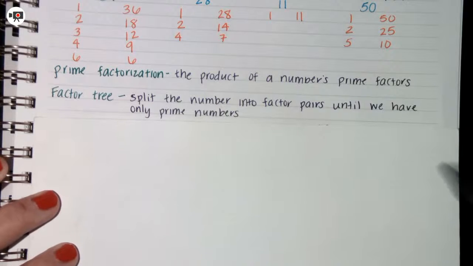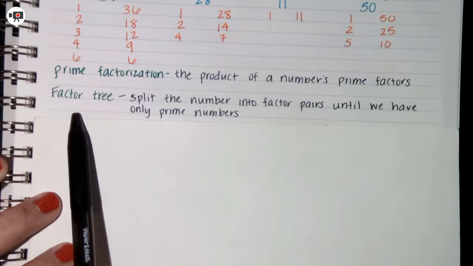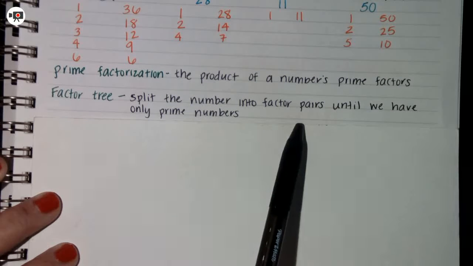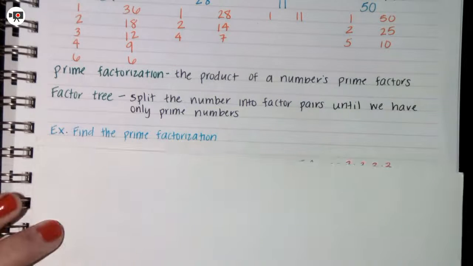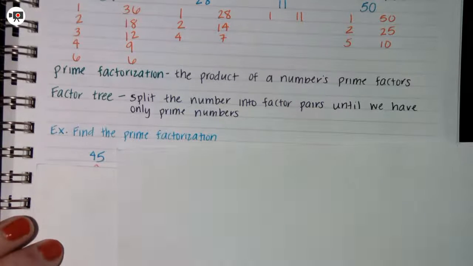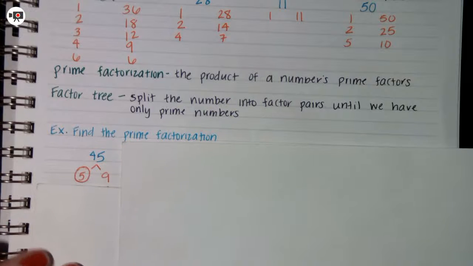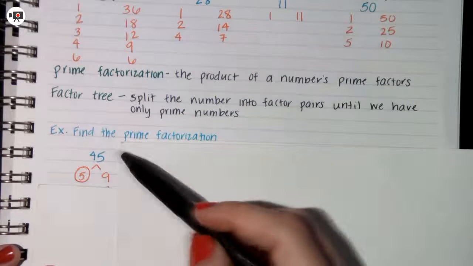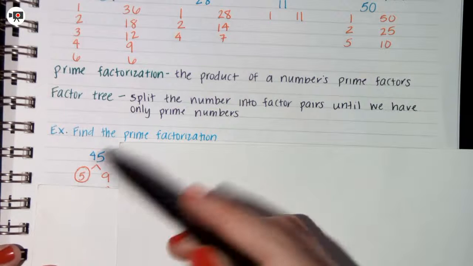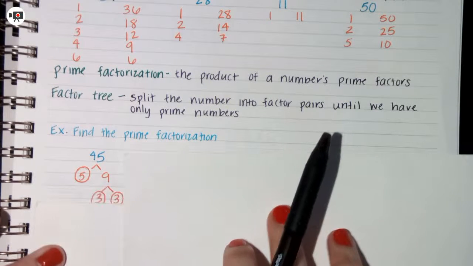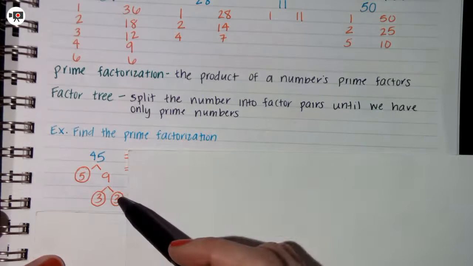To get the prime factorization, we're going to make something called a factor tree. That is where we split the number into factor pairs until we have only prime numbers left. So we're going to find the prime factorization of 45. I know 45 is 5 times 9. 5 is a prime number, so I'm going to circle it and know that this branch of the tree is done. 9, however, is composite, and 9 is 3 times 3.